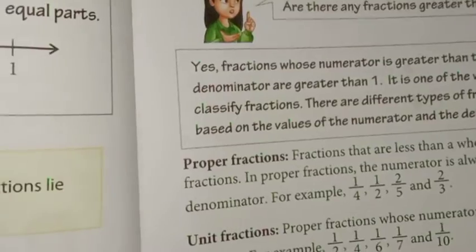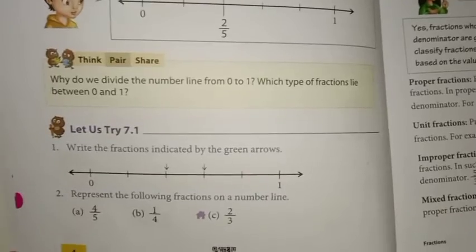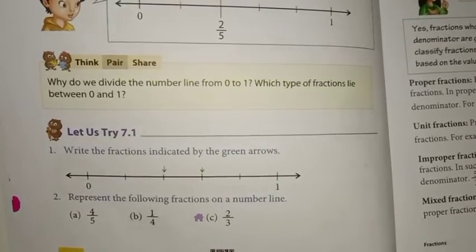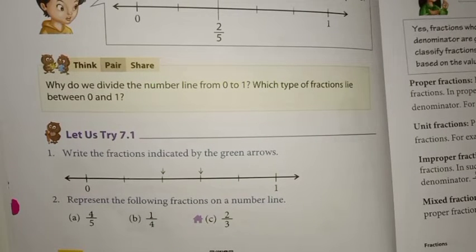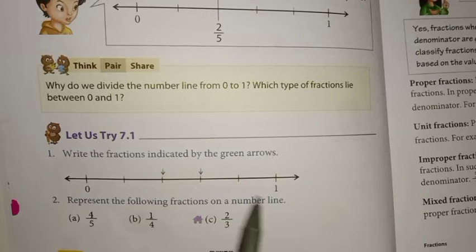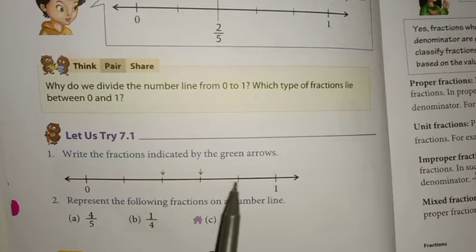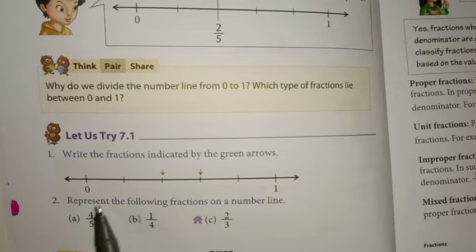Next we can do the textbook activities. Page number 4. Here write the fractions indicated by the green arrows. That is here 0 to 1 in number line. So you can mark the fractions. How will you mark the fractions? Here you count how many portions it is divided into. This is 1, 2, 3, 4, 5. So this number line is divided into 5 equal parts. Then here this is 1, this is 2. So here 2/5 and here is 3/5. So this way you can mark in a number line.